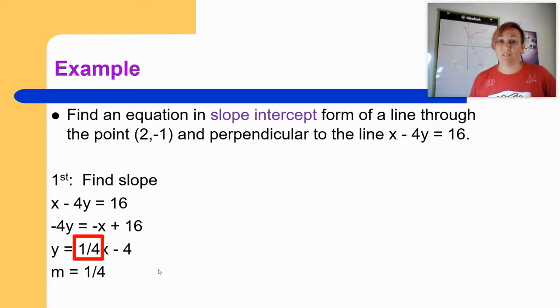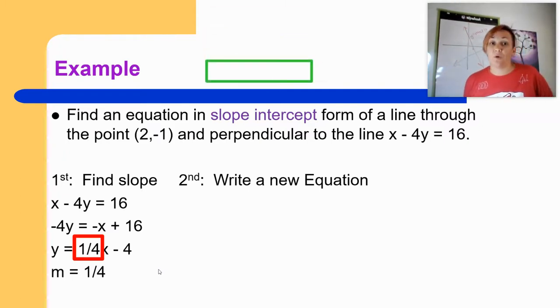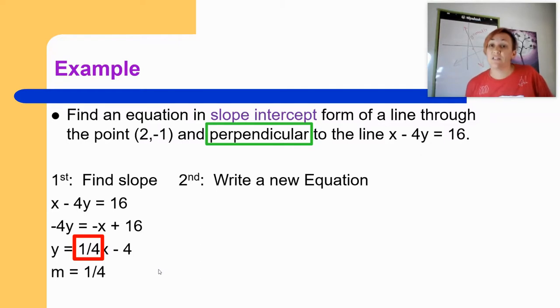Now here's where the twist comes in. So I need to write now a brand new equation for my red line. But this time I want my equation to be perpendicular. So on our first example, we wanted parallel lines, which meant that the slopes had to be exactly the same. When we want perpendicular lines, we do not want the same slope. We want an opposite and reciprocal slope. Opposite means that the signs are different, and reciprocal means we flip it upside down.